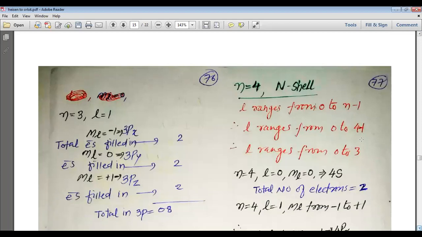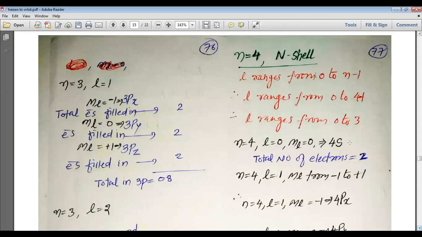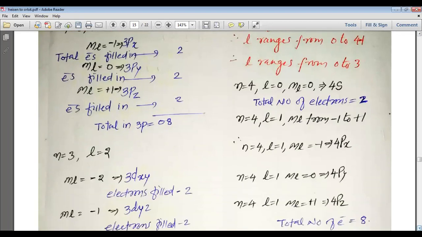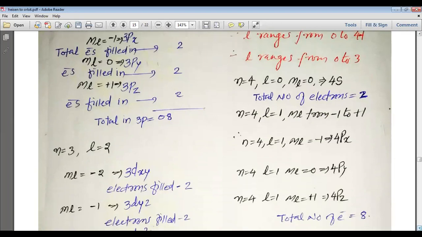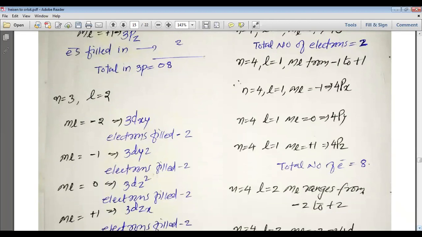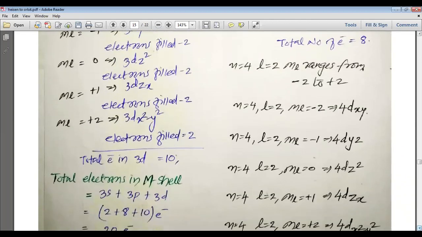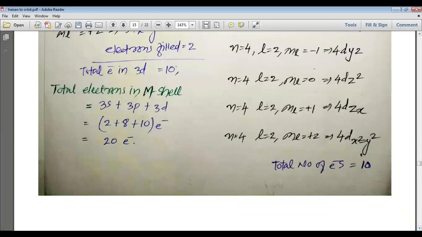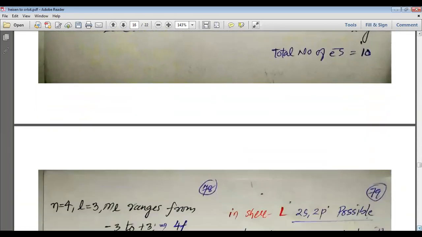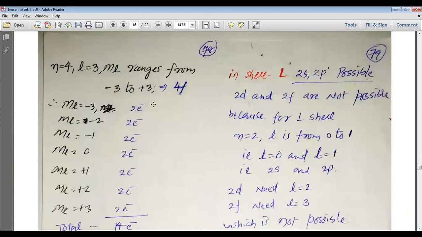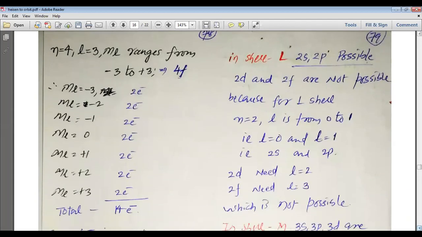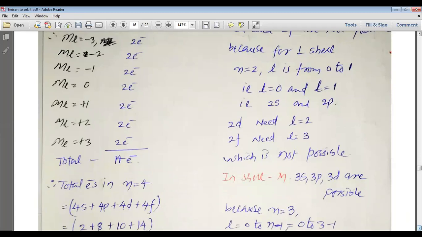When n is equal to 4, l ranges from 0 to 3, because l ranges from 0 to n minus 1. So here we can have l is equal to 0, that is 4s, where a maximum of 2 electrons can be filled. When l is equal to 1, we have 4p, where we can fill a maximum of 6 electrons. When l is equal to 2, we have 4d, and in 4d we can fill a maximum of 10 electrons. And when l is equal to 3, we have 4f, and in 4f we have 7 orbitals, so a total of 14 electrons we can fill.